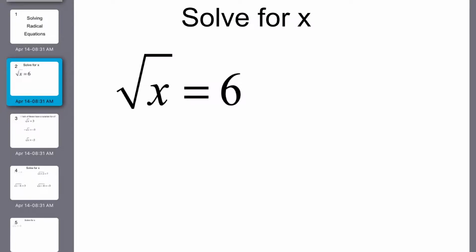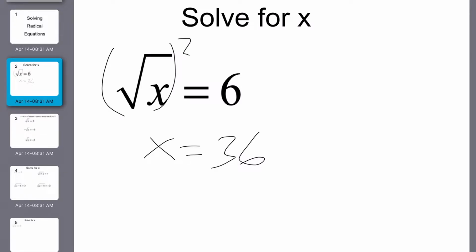And you know what the square root of what equals 6. And so you know that x is going to be 36. But if we looked at this algebraically, what can we do to both sides of this equation to solve for x? And the answer here is to go ahead and square both sides.